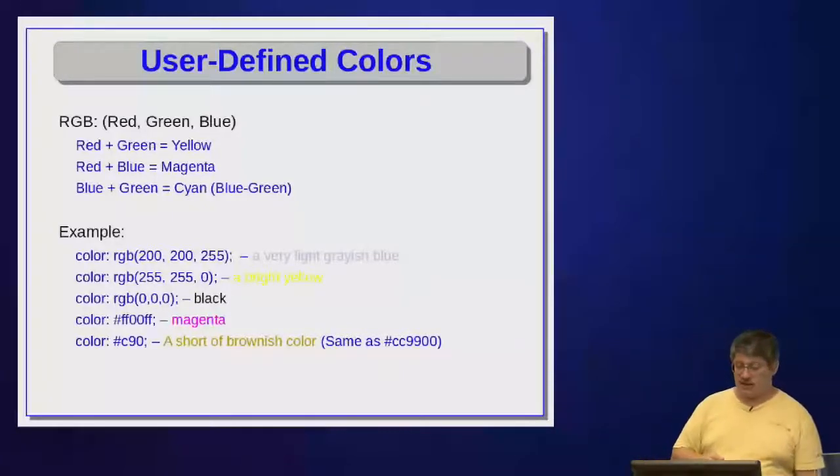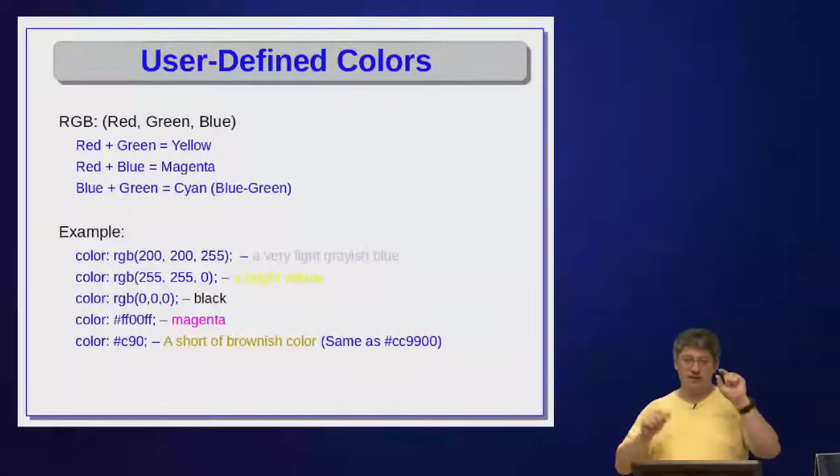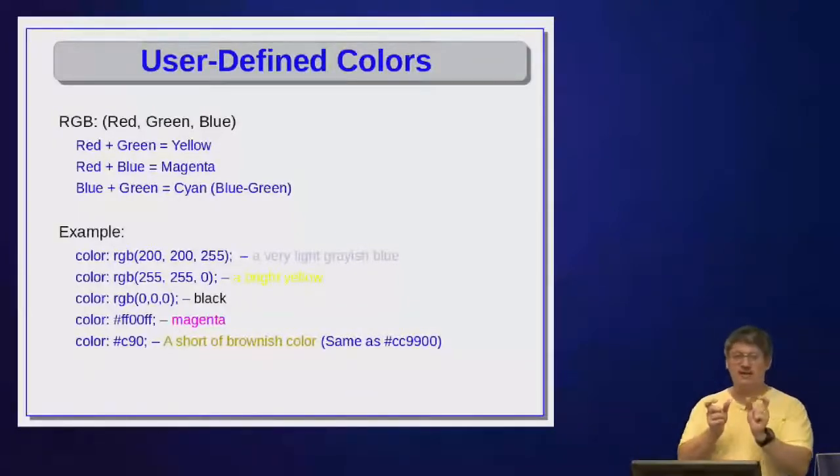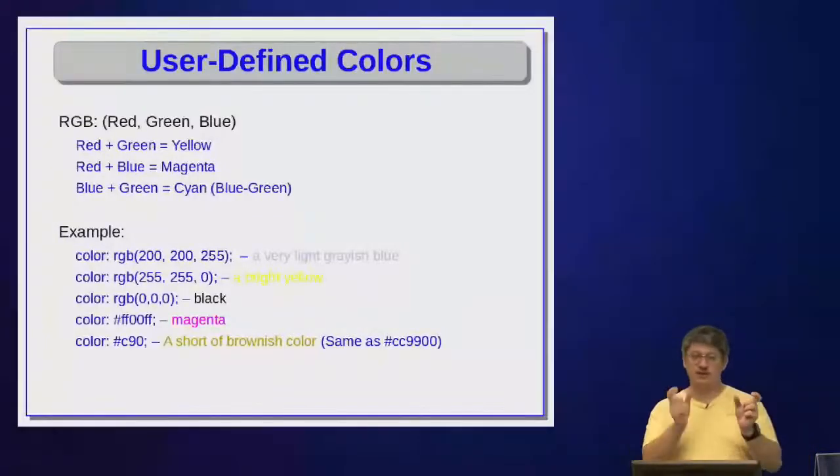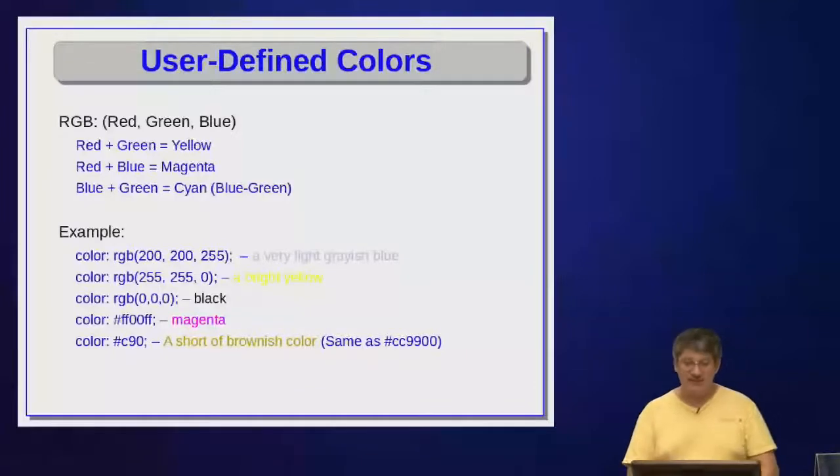If I tell it to set the color to be RGB of 255, 255, 0, I'm going to get red plus green, and that makes yellow. I have no blue, so it's just red and green. That's going to give me a bright yellow. Again, it's hard to see on this light background.